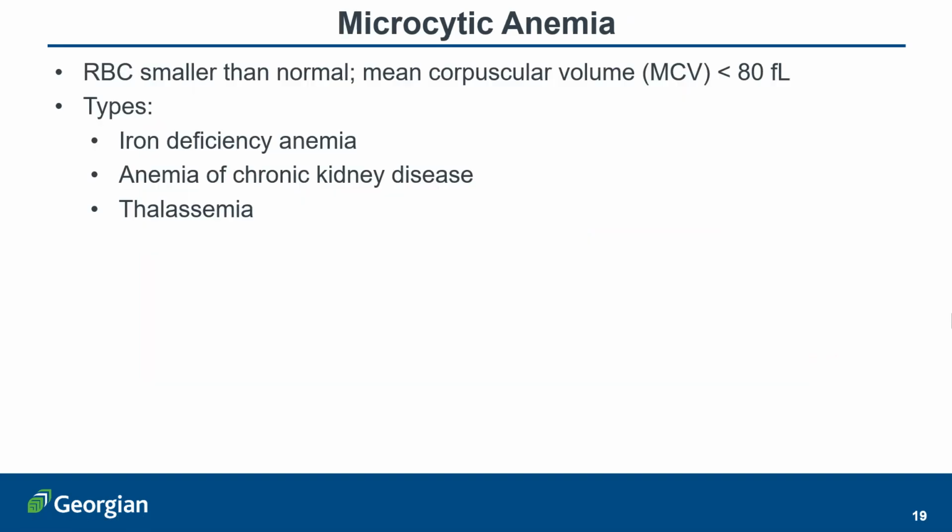As mentioned, microcytic anemia is when the red blood cells are smaller than normal. In other words, the mean corpuscular volume, or MCV, is less than 80 fluid liters. The types of microcytic anemia are iron deficiency anemia, which is the most common form of anemia, anemia of chronic kidney disease, and thalassemia. Thalassemia also leads to a form of microcytic anemia.